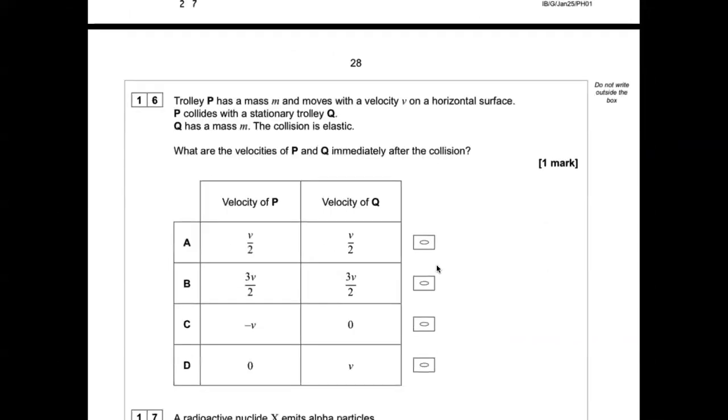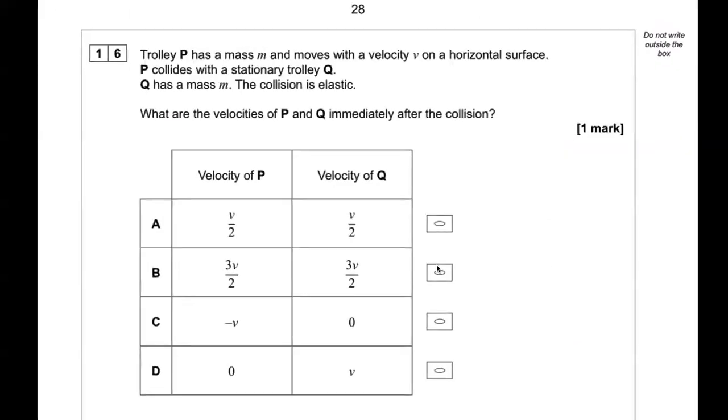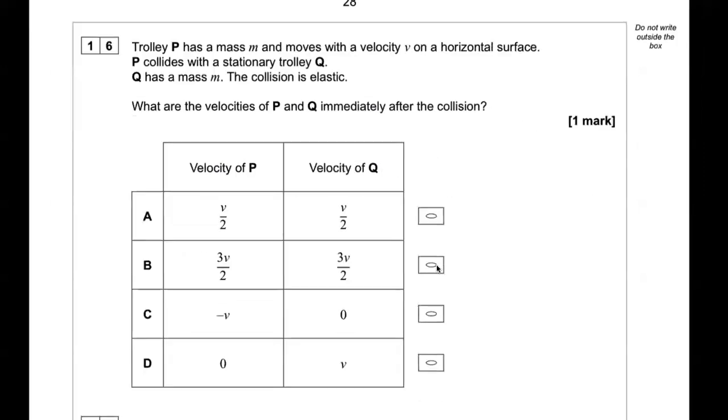16. Trolley P has mass m and moves with a velocity v on a horizontal surface. P collides with a stationary trolley Q. Q has a mass m. The collision is elastic. What are the velocities of P and Q immediately after the collision? So with elastic collisions, what happens is that the relative speed of approach equals the relative speed of separation, right? So initially, if I have P moving towards Q, which is stationary, the relative speed of approach is just V. And after the collision as well, it must be the same.